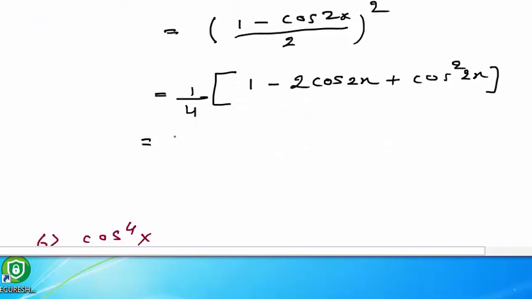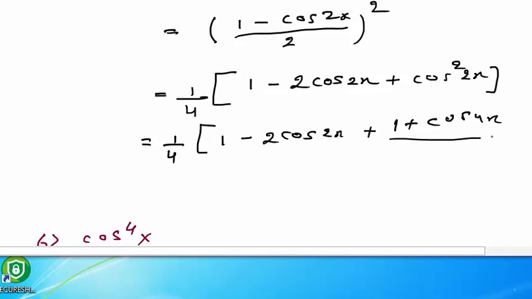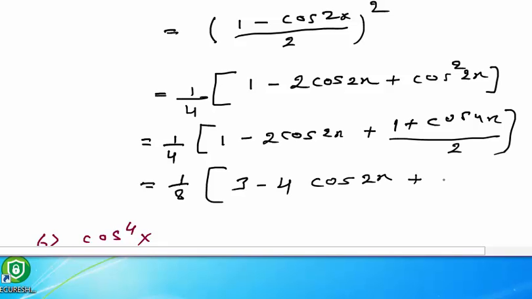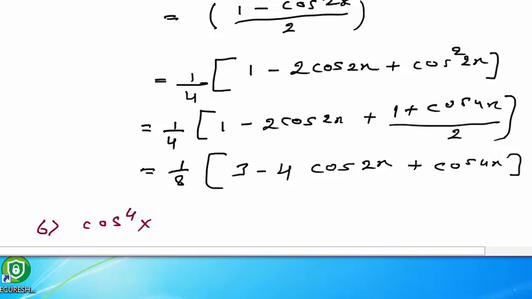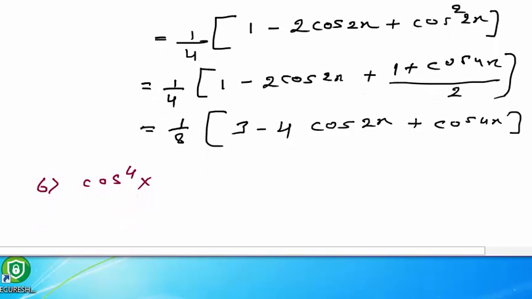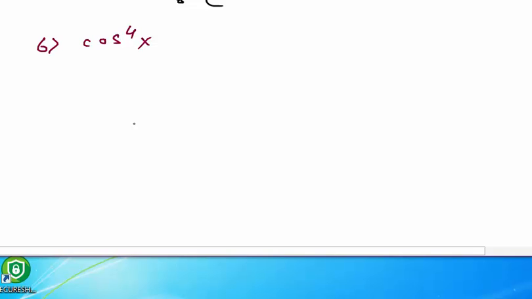Further, if you simplify, you will get 1 divided by 4, (1 minus 2 cos 2x plus cos square 2x), and this cos square 2x again I can write as (1 plus cos 4x) divided by 2. This 2 I will take out, so it will become 1 upon 8. This 2 will multiply here, so 2 and this 1 gives 3 minus 4 cos 2x plus cos 4x. This is how we can find the value of sin power 4x. And similarly, you can do it for cos power 4x.